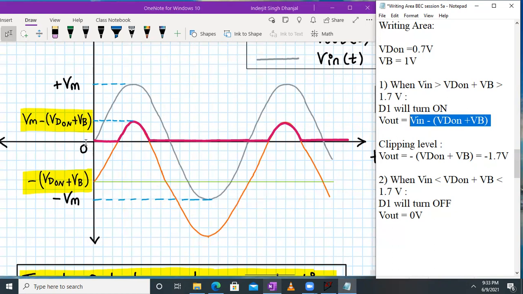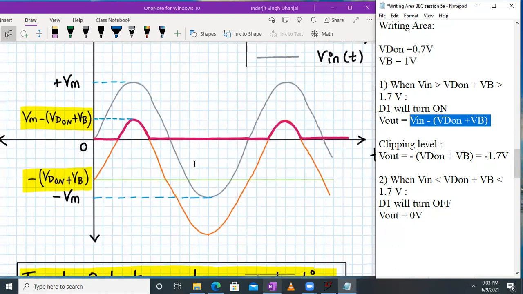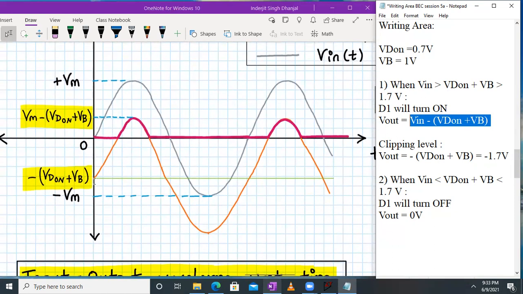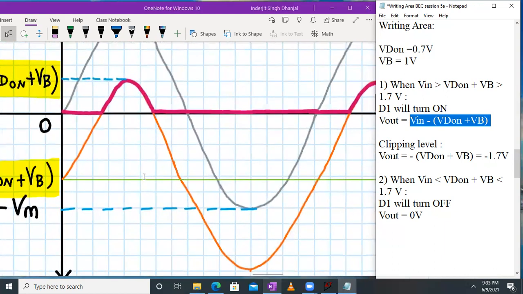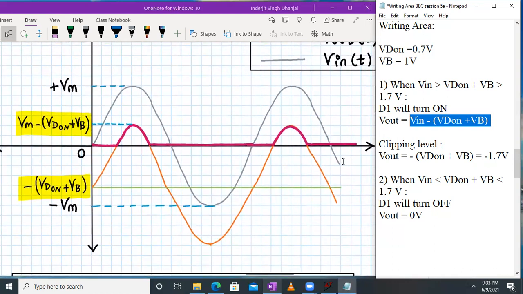Once you have drawn the input in gray, you can draw the tracking waveform in a dotted line, because that is not the output, that is just the tracking level. Also draw the clipping level, shown in green color over here, in a dotted line, because that is not the actual output. Now what is the actual output?